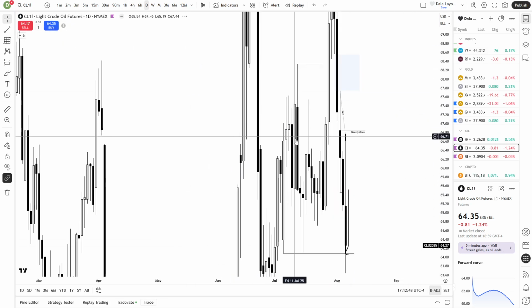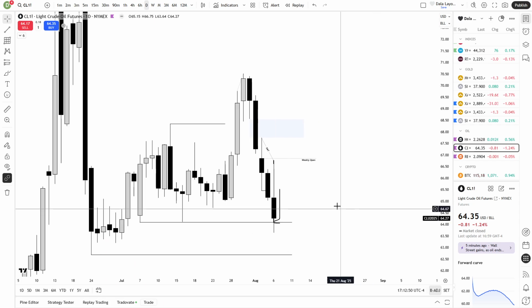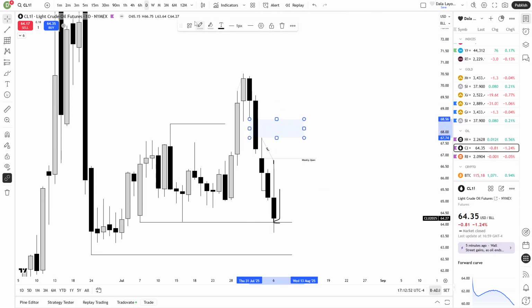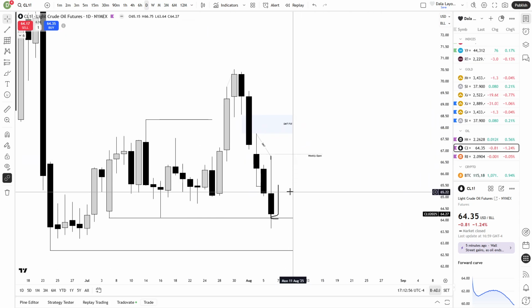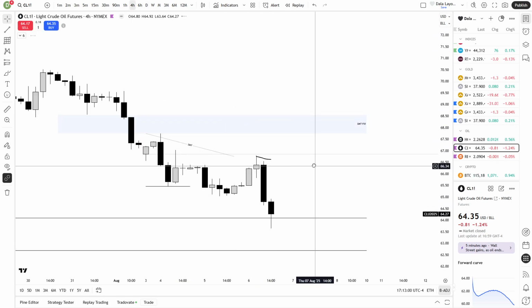So now that we understand that we just made SMT at high of week at this fair value gap, this would be, like we talked about before, a SMT fill, right? So now we can go down to the lower time frame. So we can go down to the 4-hour time frame.